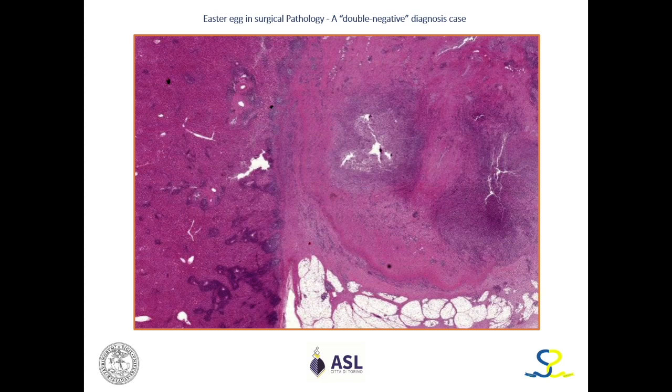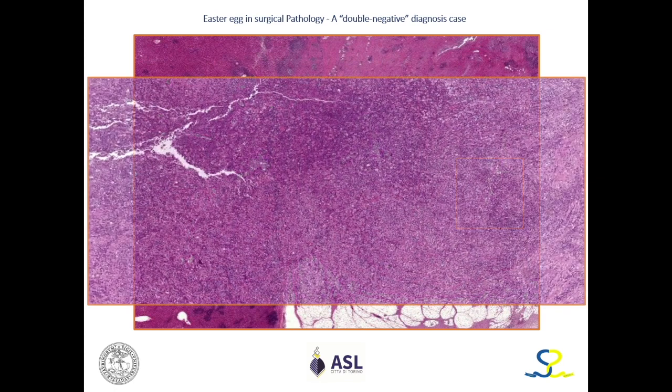This is a low power view, but you can already see that something is missing. I mean, you barely recognize the gallbladder, and here in the inset there is no neoplastic architecture, no neoplastic cells of any line, and no gallbladder mucosa at all.